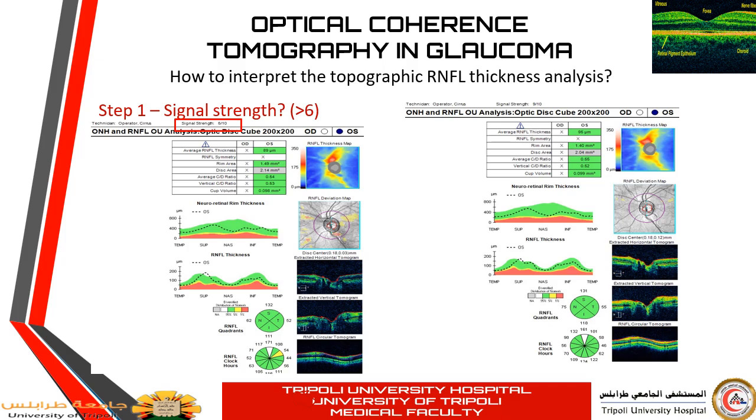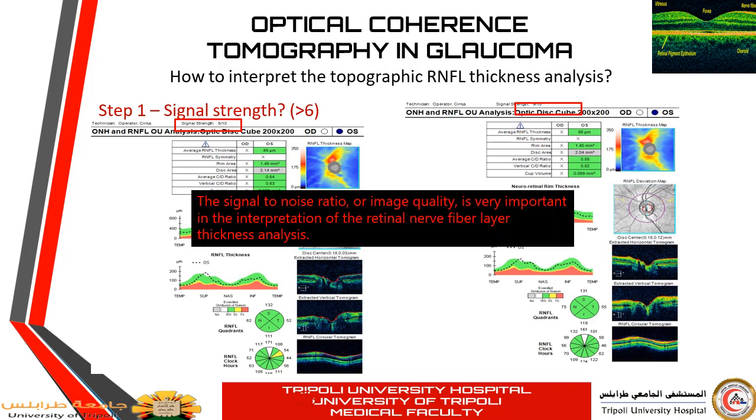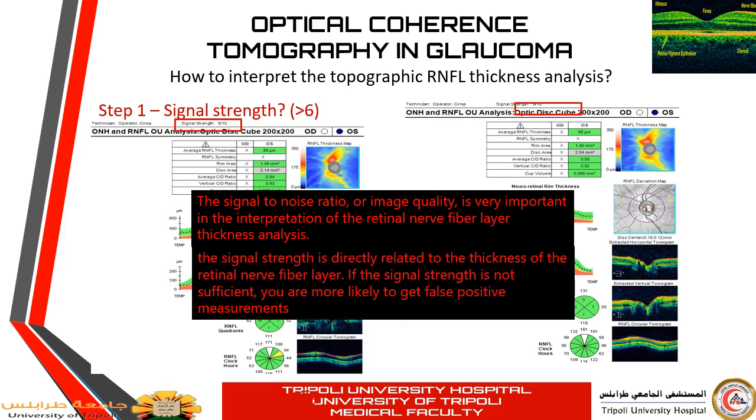finding. When they repeat the image with a good signal intensity, more than 6, you can see that all these things have disappeared, and looking clearly at the thickness map and the deviation map, it is completely normal. So from this point, it's important to have a good signal intensity before you go ahead with the interpretation of the OCT map. It's very clear that the signal to noise ratio and the image quality are very important for the interpretation of the retinal nerve fiber layer thickness analysis.